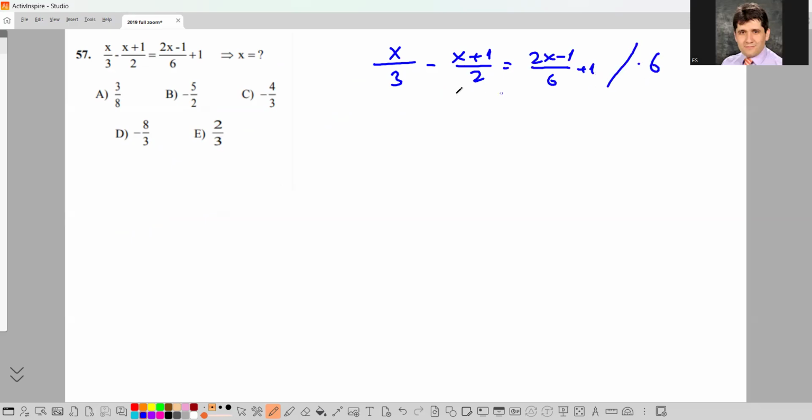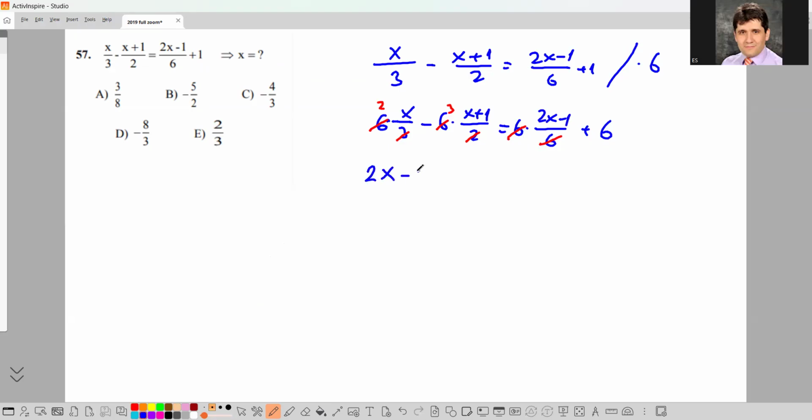If you multiply all numbers by 6, you end up with 6 times x over 3 minus 6 times x plus 1 over 2 equals 6 times 2x minus 1 over 6 plus 6 times 1, that's 6. Now, if you simplify 6 and 3, 6 over 2 is 3, and 6 over 6 is 1. And let's see what we get.